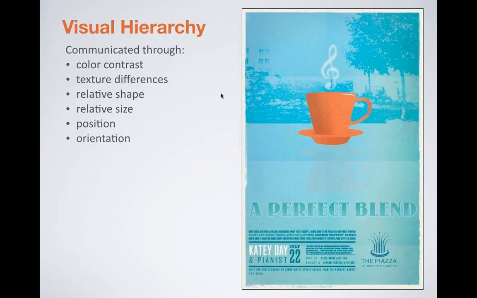In the article that was assigned this week, they say that visual hierarchy can be communicated through use of color contrast, which we saw, texture differences, which we don't really see here, but would come into play if the texture played a part in the design. So if you had a consistent texture and then suddenly there was something different, then it stands out. Relative shape and size. So that's what sets the perfect blend apart from the other text. Position, which I'll show some examples of in a minute, and orientation as well.